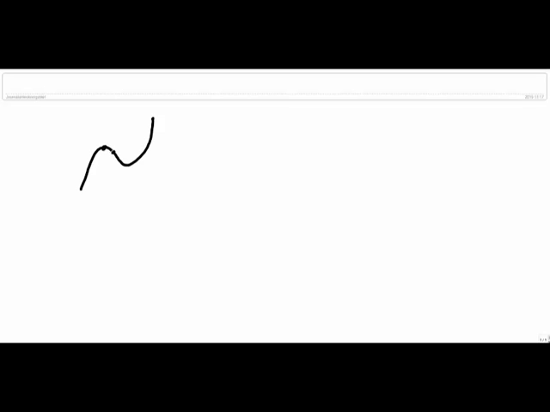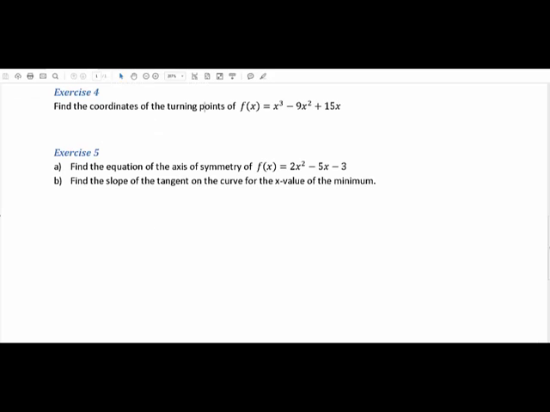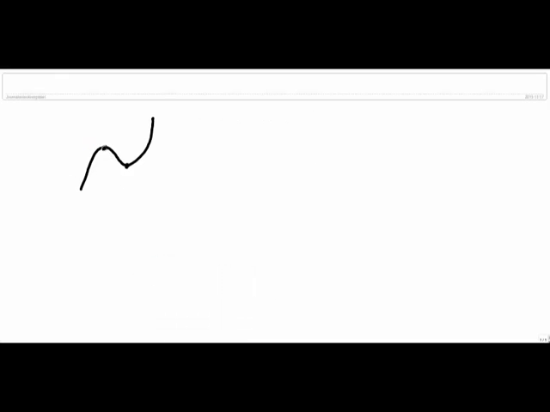This is a local maximum, or we just call it a maximum. This is a local minimum, or we just call it a minimum. And they would like to know the coordinates of the two turning points. So the coordinates, the x and the y coordinate for this maximum and for this minimum. Okay, let's start from the beginning.